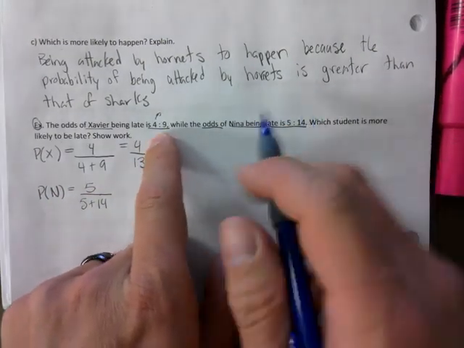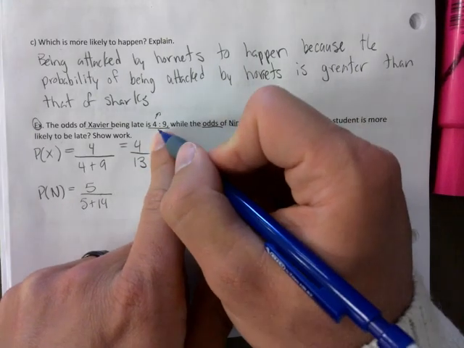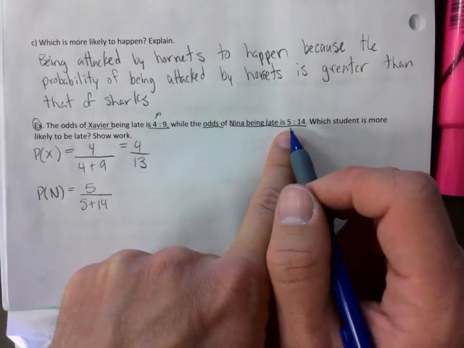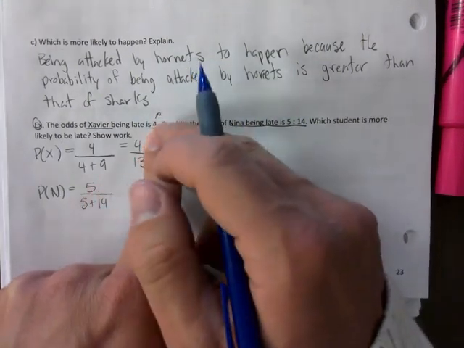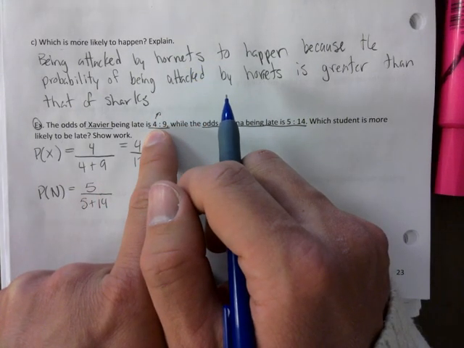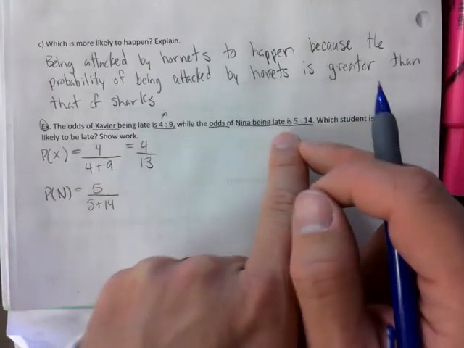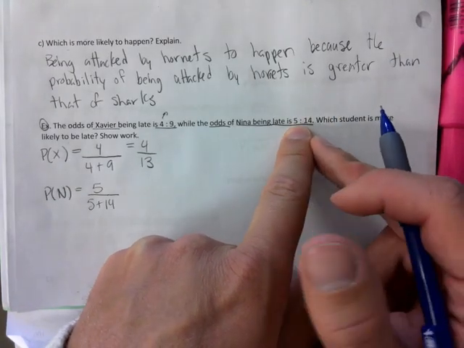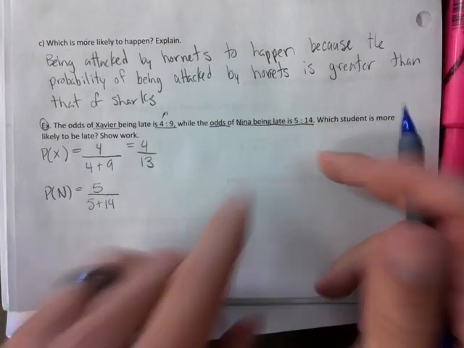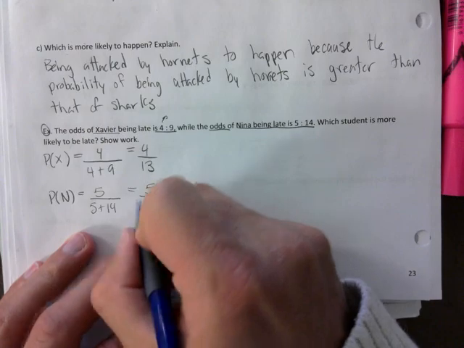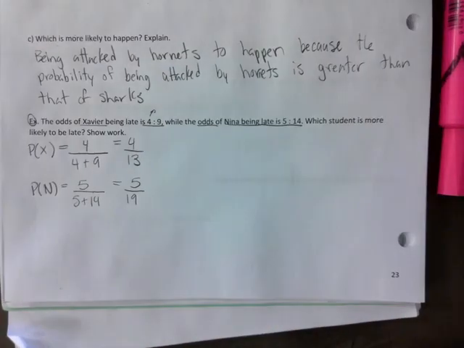So Xavier is late 4 times and is not late 9 times. And for Nina, 5 times she is late, and 14 times she's not. So we get the total, and it's 5 out of 19.